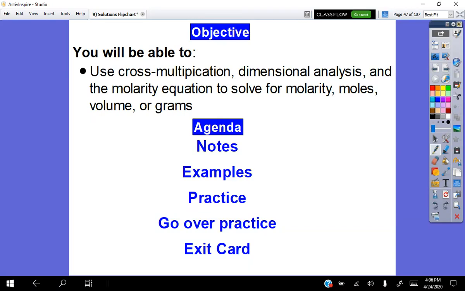Hello class. In today's lesson, we are going to use cross multiplication, dimensional analysis, and the molarity equation to solve for molarity, moles, volume, and grams. There are a lot of different parts to this lesson, but don't worry, we're going to break it into small chunks. You will need a periodic table, a calculator, and the worksheet that goes along with this lesson.